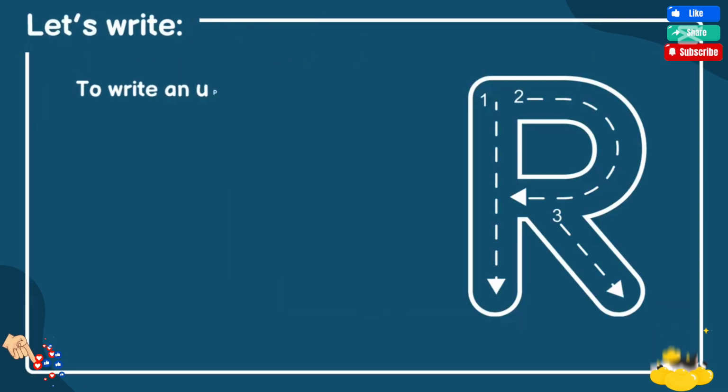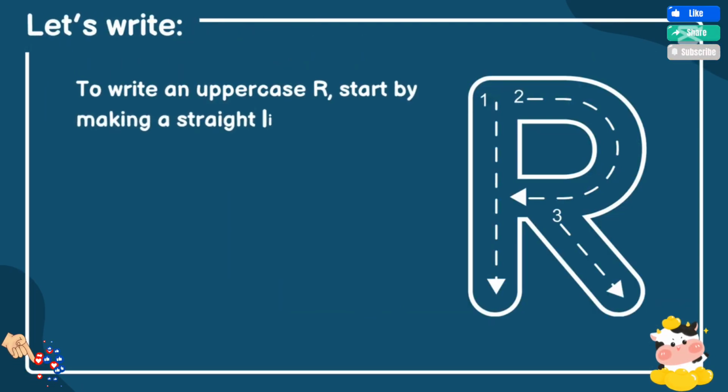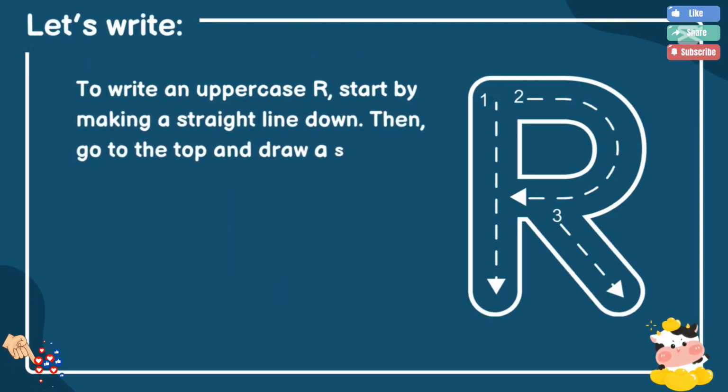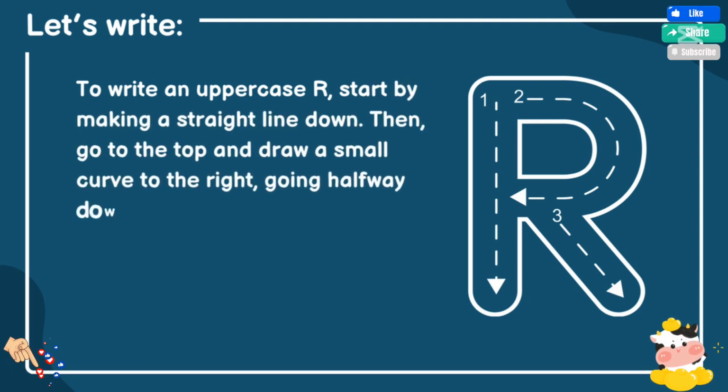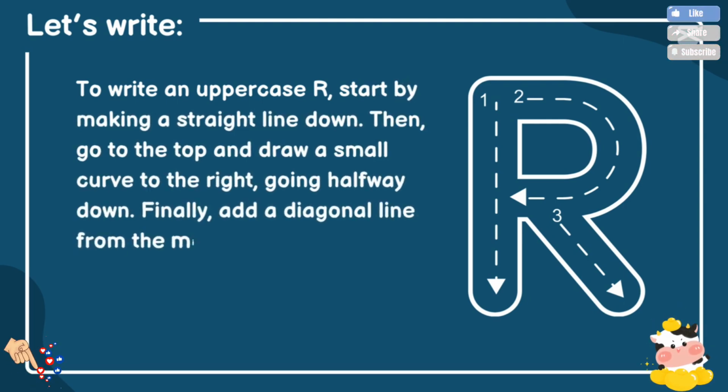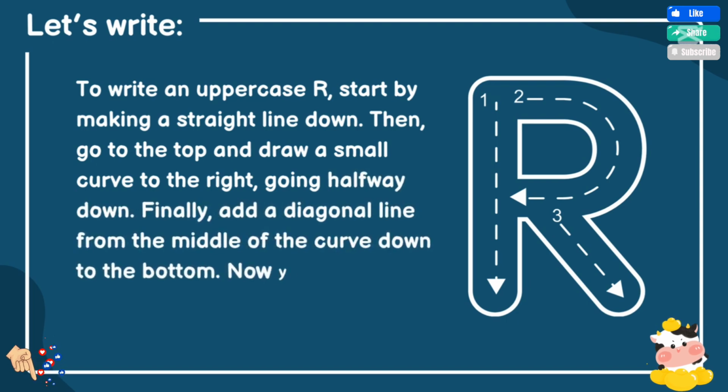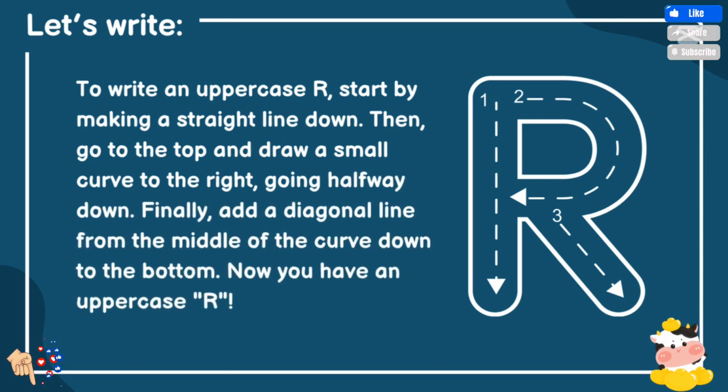To write an uppercase R, start by making a straight line down. Then, go to the top and draw a small curve to the right, going halfway down. Finally, add a diagonal line from the middle of the curve down to the bottom. Now you have an uppercase R.